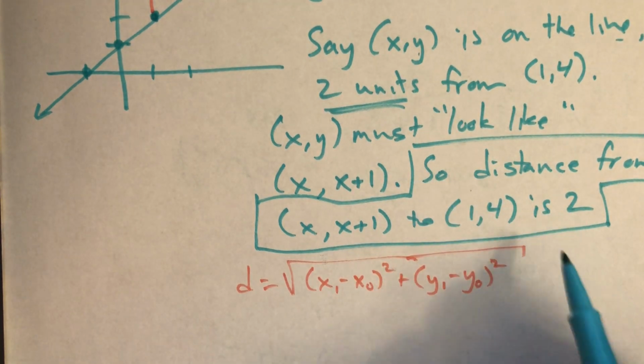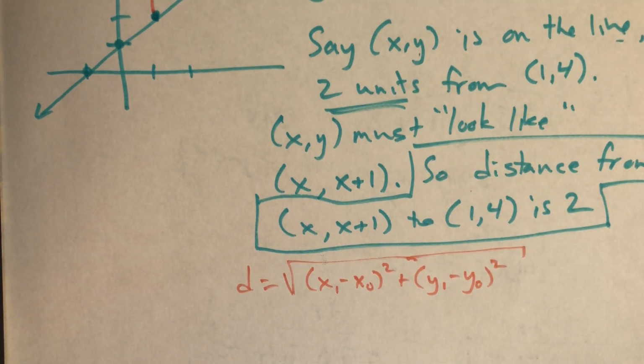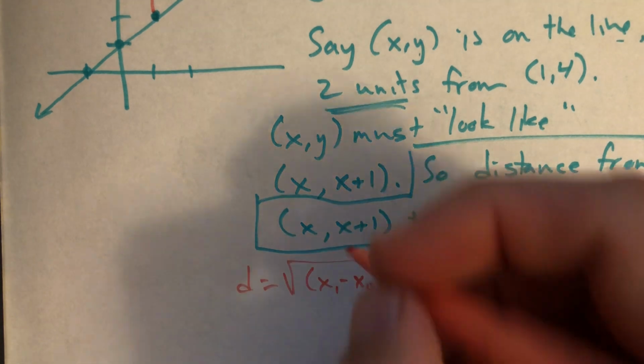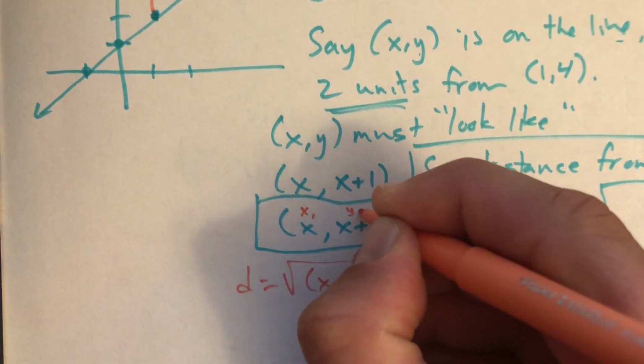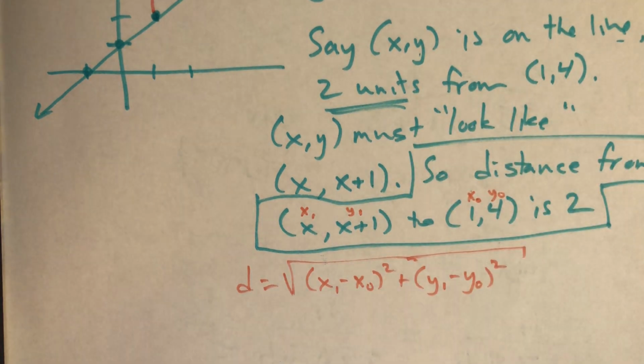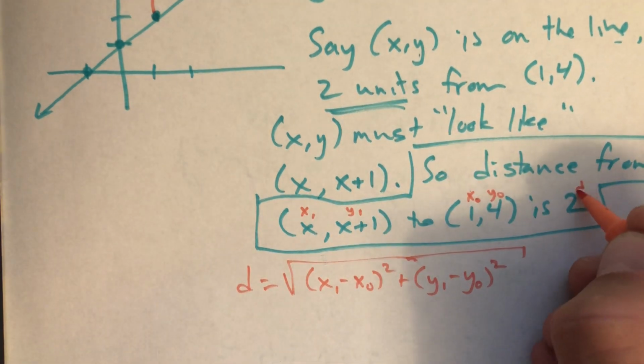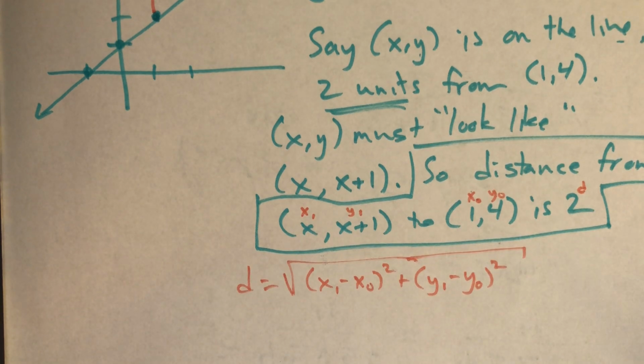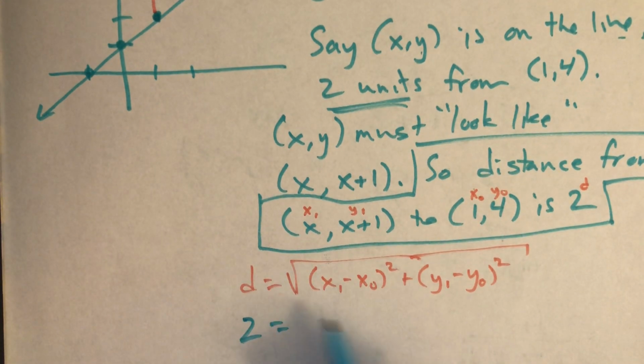So we're just going to plug in what we've got, right? Let's call this x sub 1, y sub 1, and let's call this x sub 0, y sub 0. All right, so we're just going to plug these things in there. That's going to be our d. So we got 2 equals that junk.